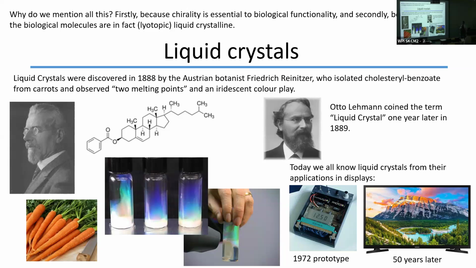And he was looking for this kind of molecule here, which he isolated by chopping up carrots. And this is polystyryl benzoate. And he isolated that from the carrots, looked at them and said, well, there are two melting points. And that, of course, can't be. So two melting points were out of the question at that time.